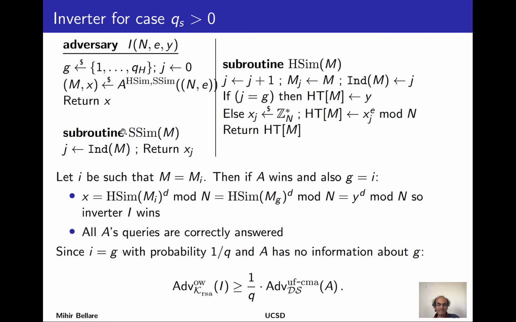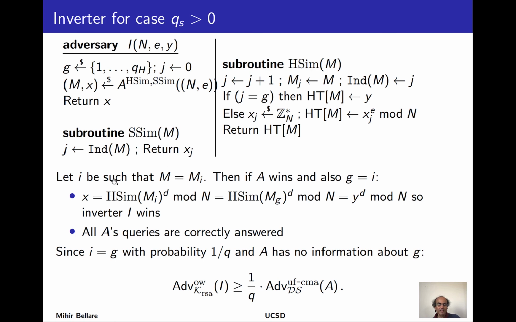What happens when we get a sign query? Well, now A has access to the sign oracle and an inverter has to simulate that. And the way it does that is it says, here's a message M. I know it was a prior hash query, and through ind I can recover the index. That enables me to retrieve the point xj here, and that is the correct signature by the arguments we gave on the prior slide. And so that's it.